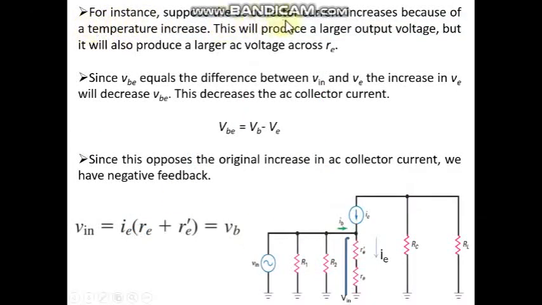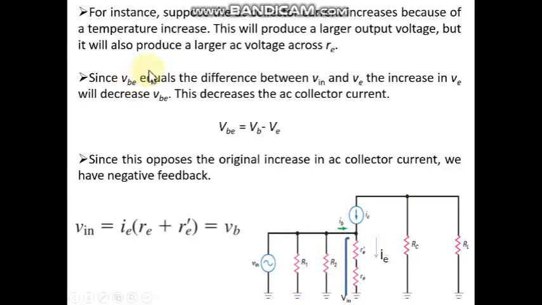For instance, suppose the AC collector current increases because of the temperature increase. Suppose your IC increases. If IC increases, this will produce a larger output voltage, but it will also produce a larger AC voltage across RE. So if your IC increases, this voltage across RE will also increase.